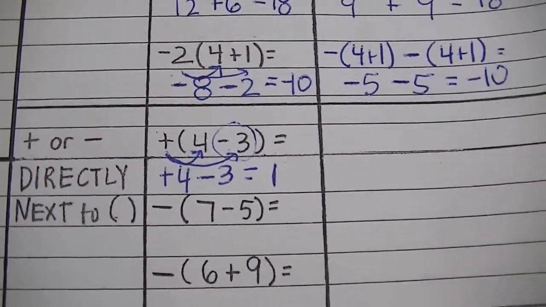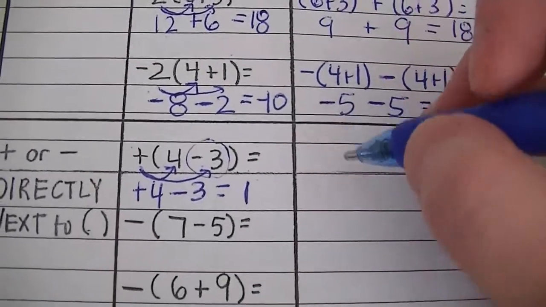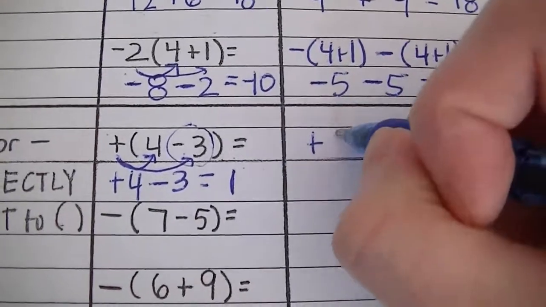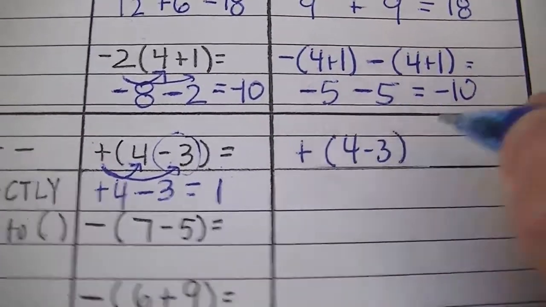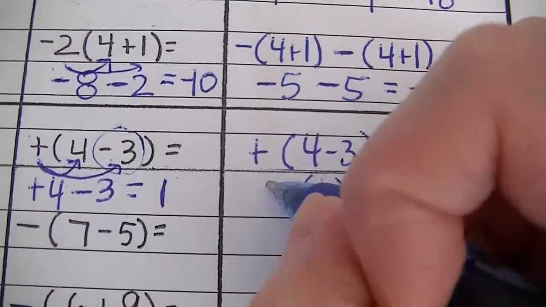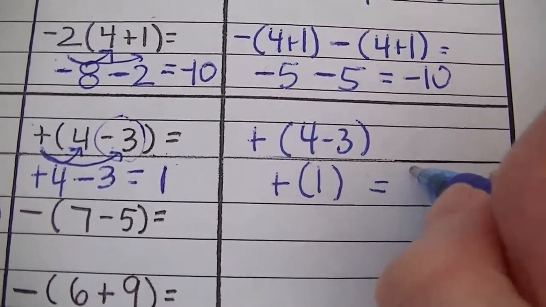Okay. Now, here's what this would look like written out. It would just simply look like this. Positive 4 minus 3. Okay. So 4 minus 3 is 1. And plus outside there. So it's just a positive 1. Okay.